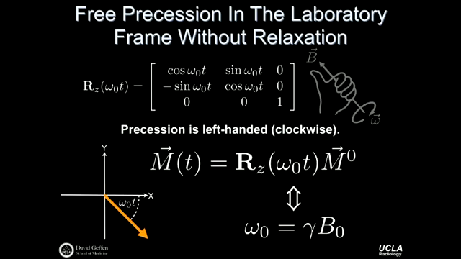Okay, so this is where we ended up. We had free precession in the laboratory frame without relaxation, right? I've said that catchphrase like 9 times, but it's going to be important that you can make distinctions between these different cases because they're applicable under different circumstances. What we ended up with was a rotation matrix expression for how the x and y components are changing as a function of time.